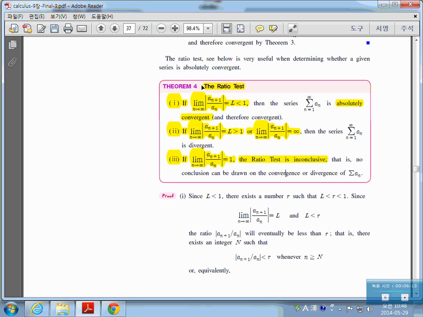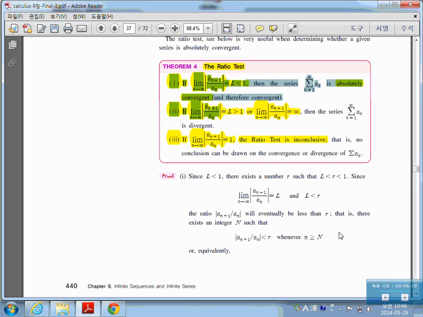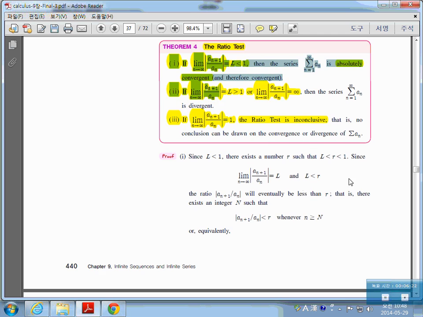So this ratio test gives us a pretty clear criterion, the first step to check the convergence or divergence of the given series.